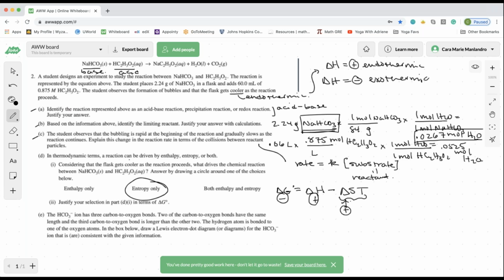Now that said, if you're putting in energy, then that's a different situation. Okay. All right, next question here is looking at the bicarbonate ion. We have 3 carbon to oxygen bonds. 2 of them have the same length, and the third one is shorter. So we're going to do a Lewis structure, and then make sure it's consistent with the description.